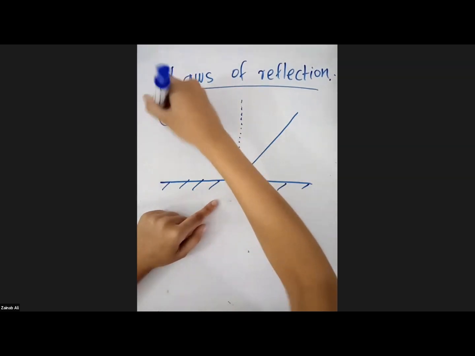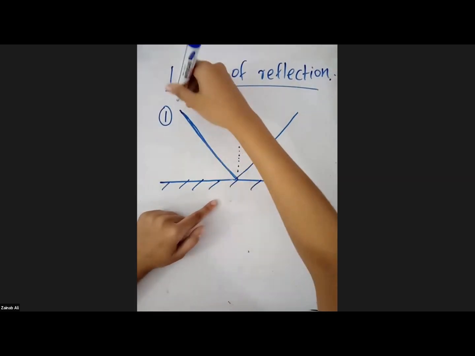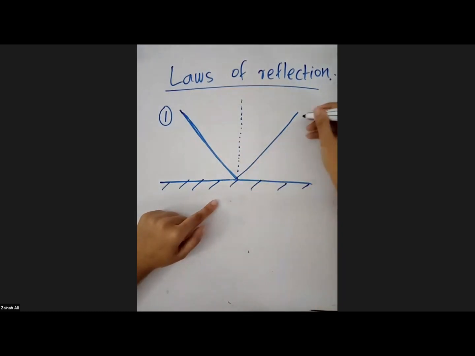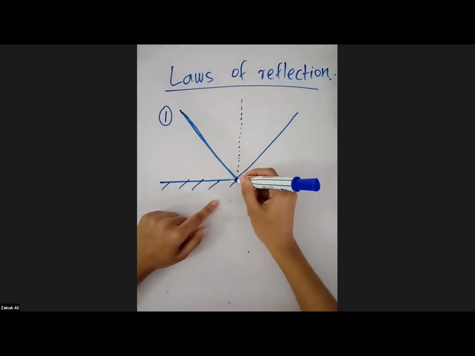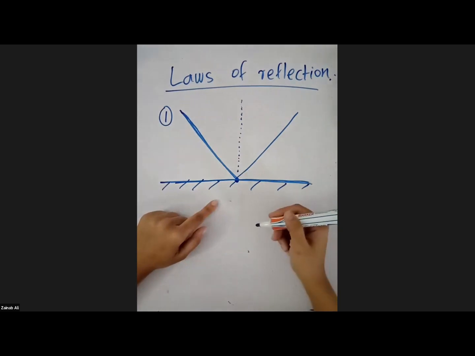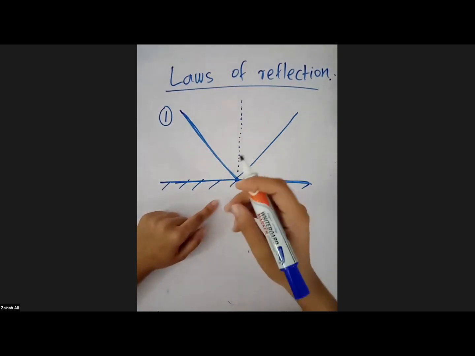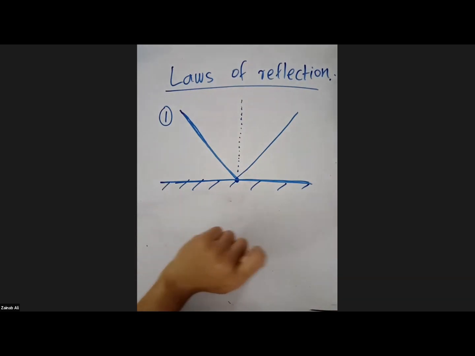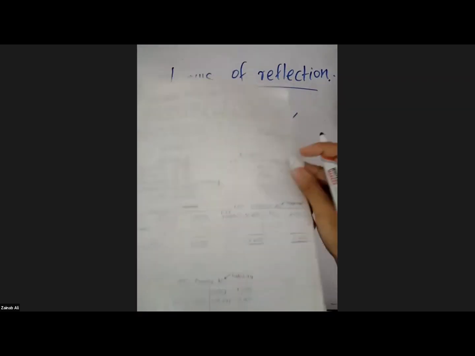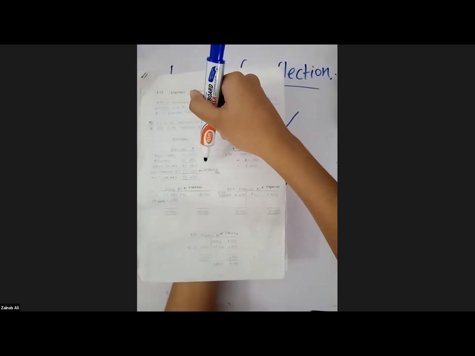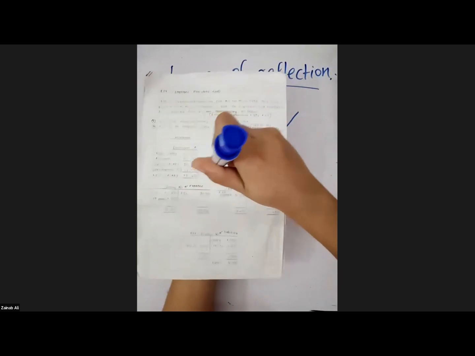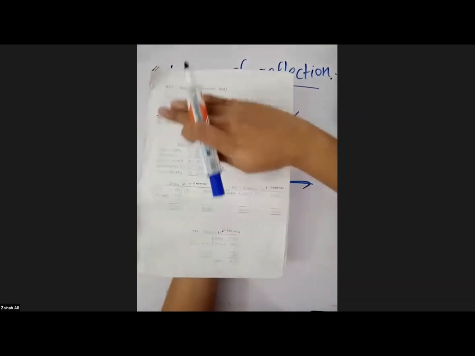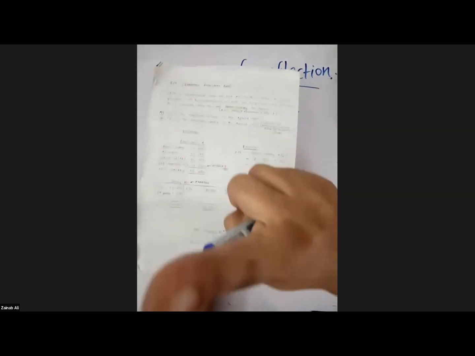So the first law of reflection is: the incident ray, the reflected ray, and the normal drawn to the point of incidence should lie on the same plane. For an example, let's say this is a plane. The incident ray, the reflected ray, and the normal drawn to the point of incidence should lie on the same plane. That should be your first law.